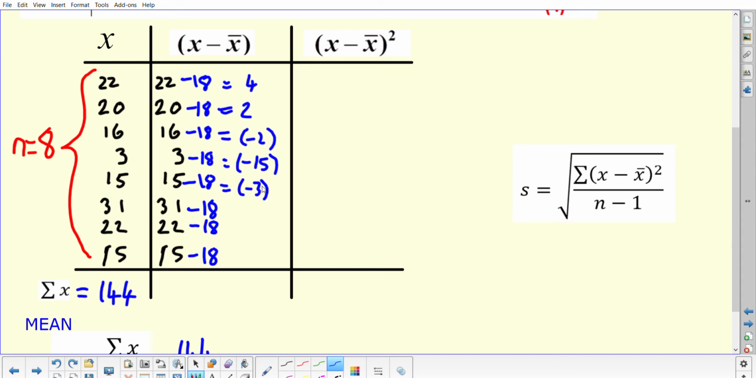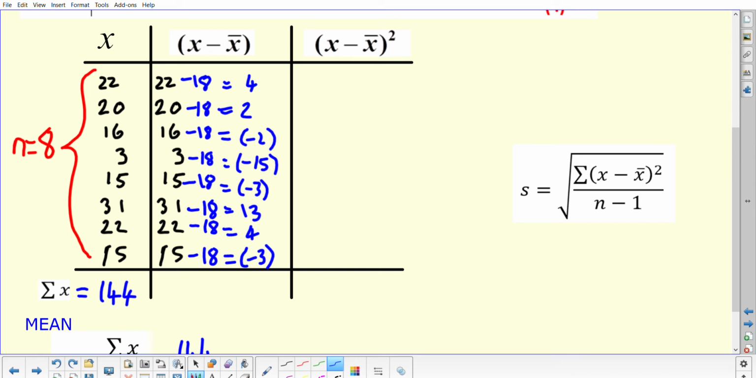Negative 3. 31 minus your 18 is 13, sorry, not 9. So 31 take away 18, we've got 13. And 22 take away 18 is 4, and then 15 take away 18 is negative 3.